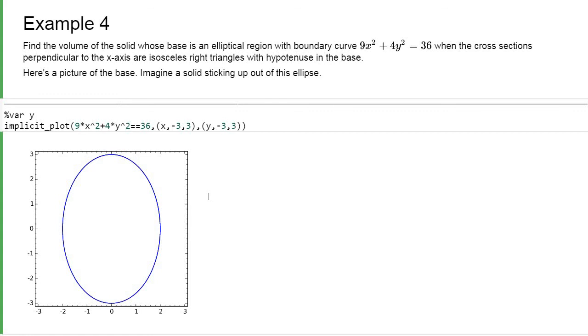Okay, well, I don't know what that solid looks like. I have trouble imagining it. Let's just say that that's what it is. Such a thing is possible.